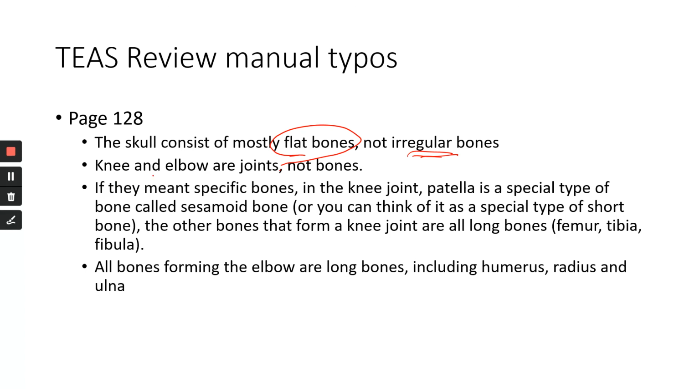Next one, knee and elbow. To be accurate, they're really joints, right? They're not bones. They consist of bones, but they're actually joints. So if they mean specific bones, like in the knee joint, patella is a special type of bone. Remember, that's a sesamoid bone, right? And then other bones that form the knee joint, like femur, tibia, fibula, so those are going to be long bones. Alright, same thing for the elbow, so all bones forming the elbow are long bones. So that's humerus, radius, ulna, those are all long bones.